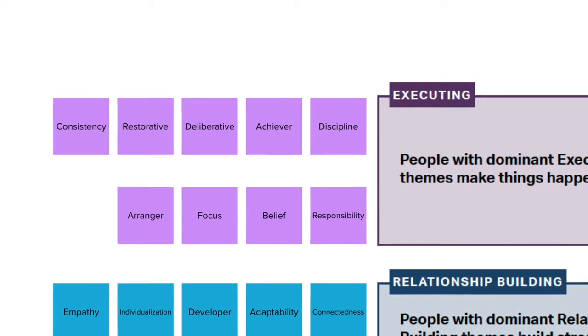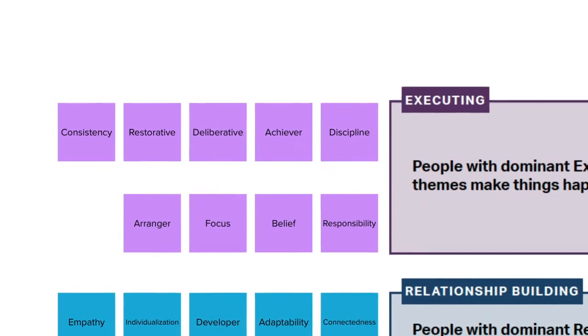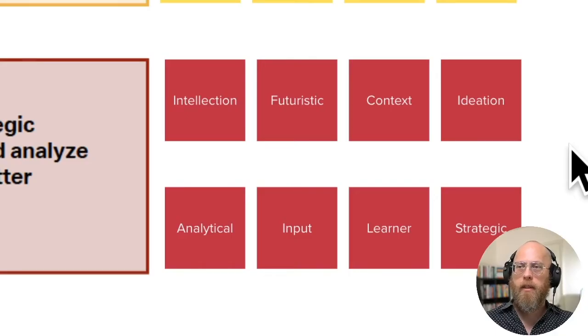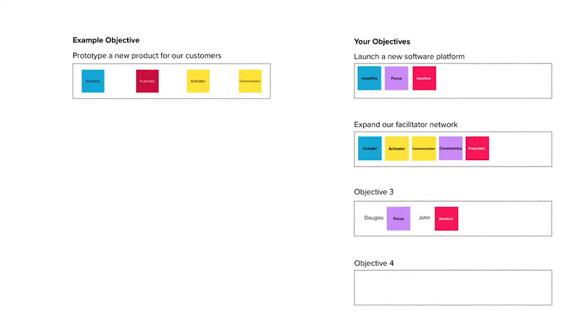Because if we're going to expand our facilitator network, we have a high standard for the way we facilitate. And so if we were expanding that out, we would need to be really consistent in our network. I'd say maybe a small dose of futuristic from our strategy friends, because if we keep it futuristic, it'll keep people coming back.